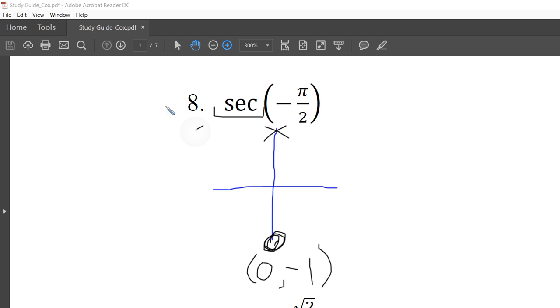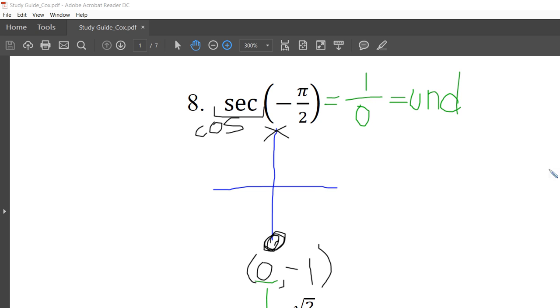Secant goes with cosine, which is our x value, and once again, every number has 1 under it. So if you were to flip this one, remember how we're not flipping the pi values, we're not flipping the radians, we're flipping the x values and actual y values. So if we do, this gives us 1 over 0, which is undefined.